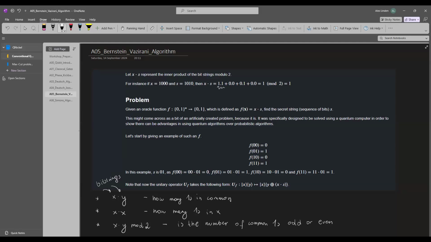Now, what is the problem? We have an oracle function, again a well-known one for us, which will be defined as f of x is x inner product s. And we want to find the secret string, or the sequence of bits, of s. So we don't know what s is. That's what we're trying to find.